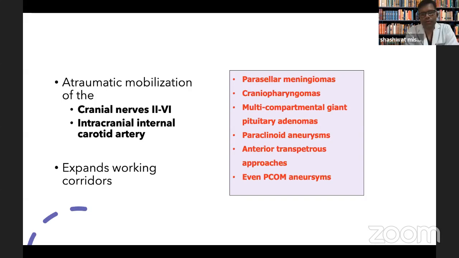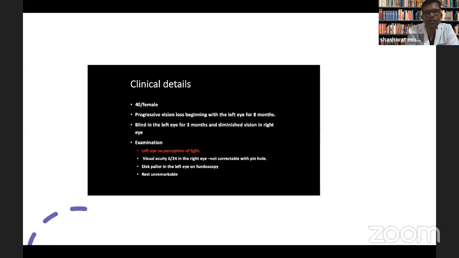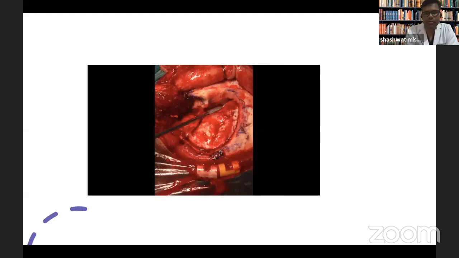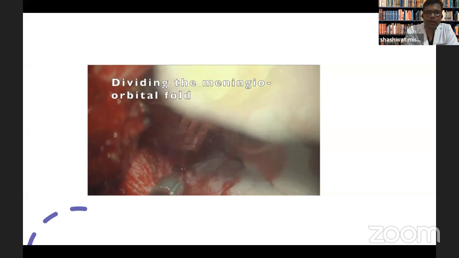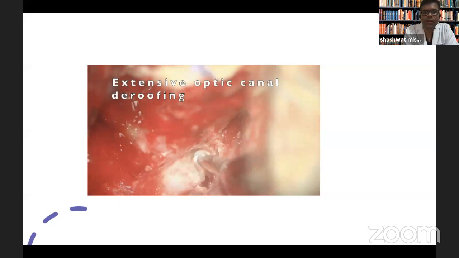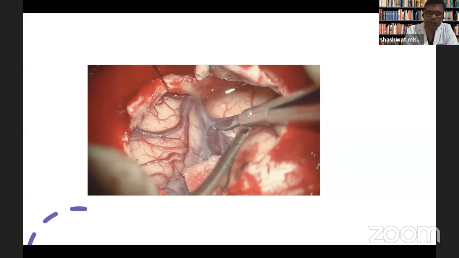So this is a small video of the initial case that I did. It was a tuberculum sellae meningioma, and surprisingly, this patient had no perception of light in the left eye. VEP was absent in the left eye. This is a typical tuberculum sellae meningioma approach through a trigonal approach, with the usual steps of sphenoid ridge drilling, unroofing the superior orbital fissure, dividing the meningoorbital band, and exposing the anterior clinoid. Then we remove the clinoid. The important thing here is to extensively remove the clinoid and deroof the optic canal all around, up to 270 degrees, so that we have a wide working window when we open the intradural compartment.